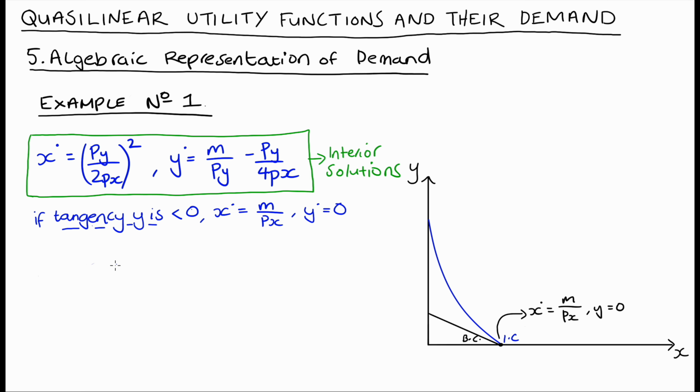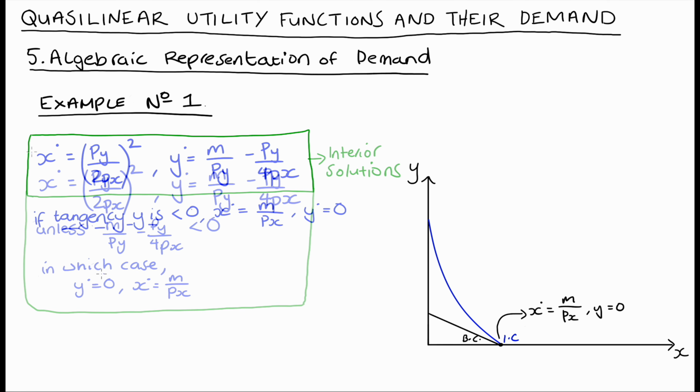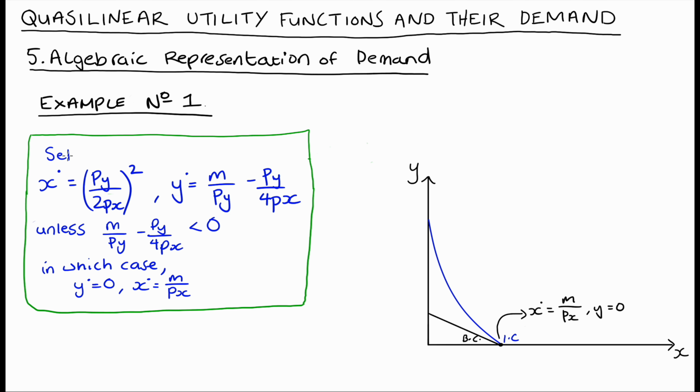Now, since tangency y is equal to m over py minus py over 4 times px, I could write all of this down like this. We set x star equal to py over 2px squared and y star equal to m over py minus py divided by 4px, unless m over py minus py over 4px is less than 0, in which case x star is equal to m over px and y star is equal to 0. So that's how I would write out my demand for example 1.